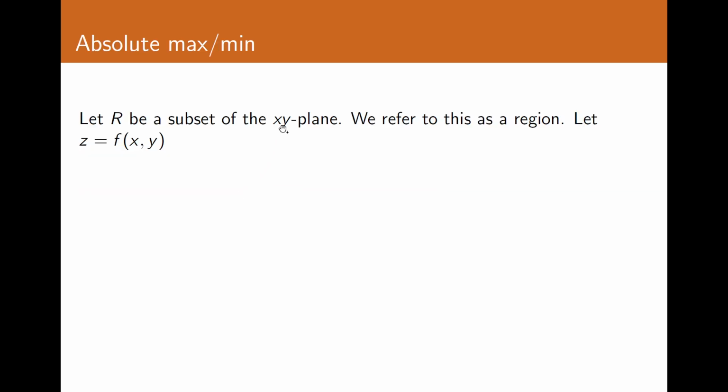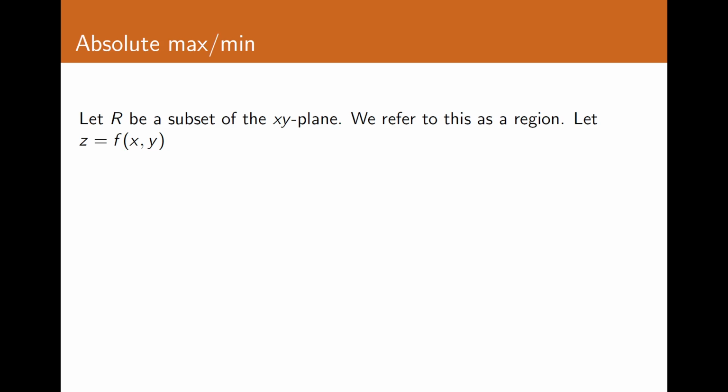So as in the case of functions of a single variable, on certain regions we're guaranteed to have an absolute maximum and an absolute minimum. So for functions of a single variable, it was just if we had a closed interval and a continuous function on the closed interval, the extreme value theorem told us we always had an absolute maximum and an absolute minimum.